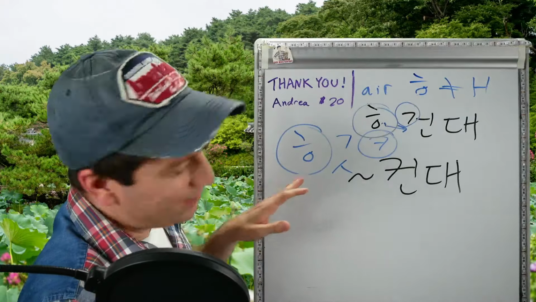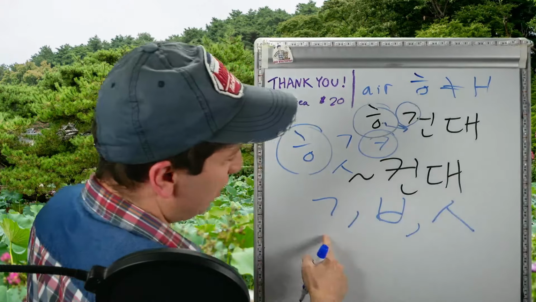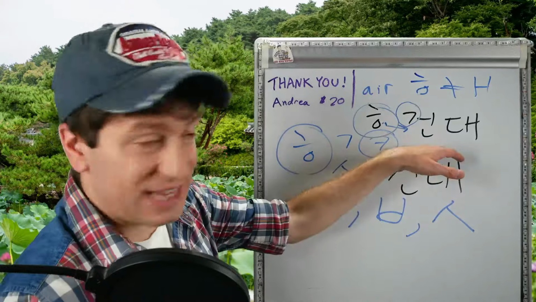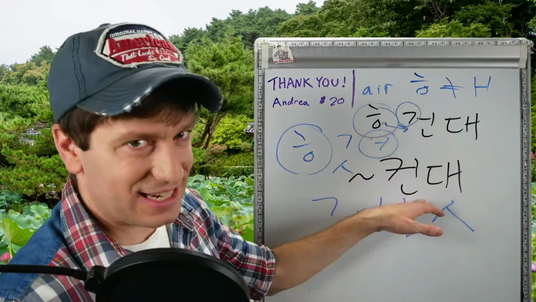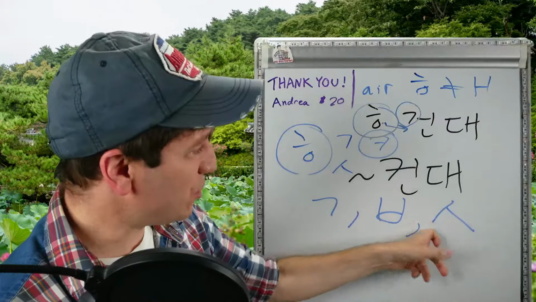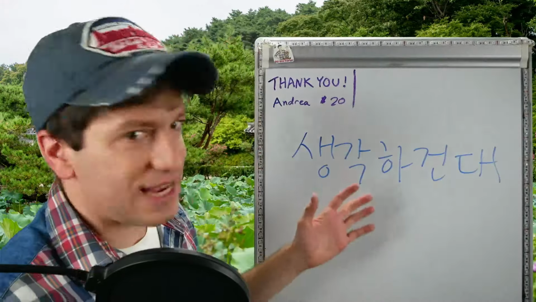So when does it get shortened to 건대 and when does it just get shortened to 컨대? If the final syllable of that word ends with the consonants 기역, 피읍, or 시옷, then it becomes 건대, not 컨대. This is just something you have to write down. And if it doesn't, it's going to shorten to 컨대. Let's take a look at this one example again.